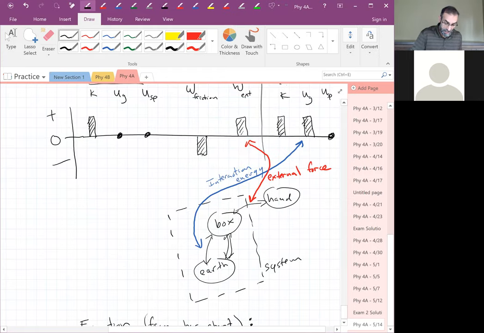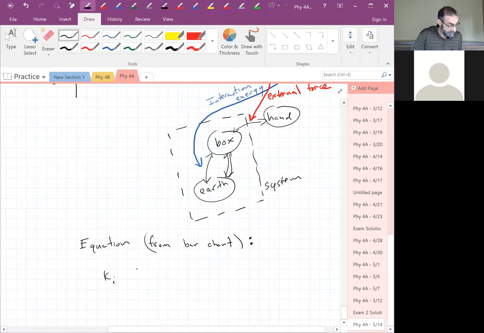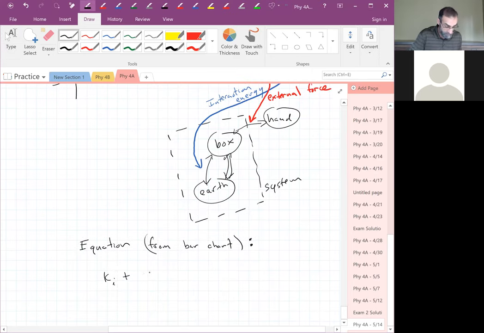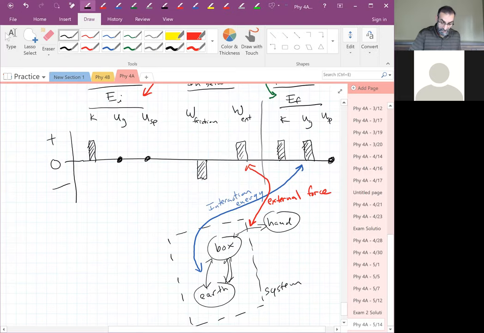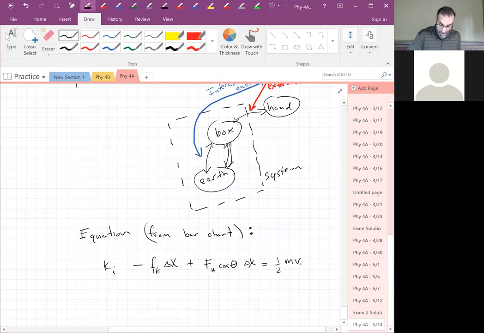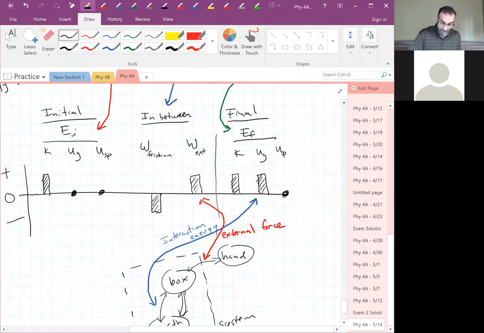What do I have? Let me just look here. Kinetic energy. I've got a kinetic energy term. I've got friction. I'm just going along here. Friction is next. And that's going to be a negative, right? So I'm going to have a negative friction force times distance. And then I've got F hand cosine theta times the distance, positive, right? Work done by external forces. Then I have my equal sign. And then I have kinetic energy. Let me change this to initial kinetic energy, 1/2 k V initial squared. And then I have gravitational energy.